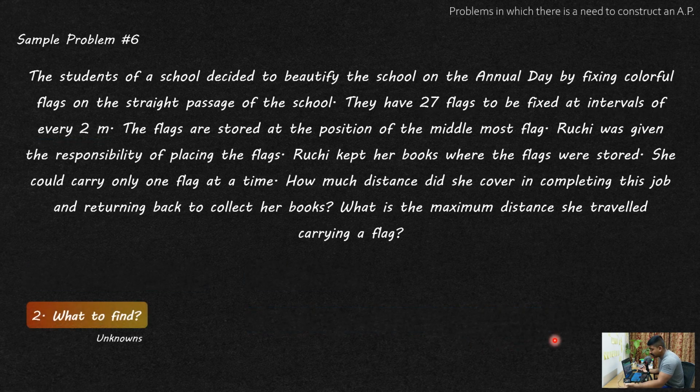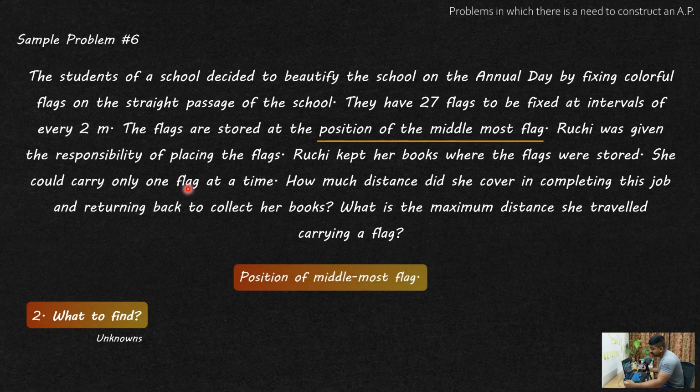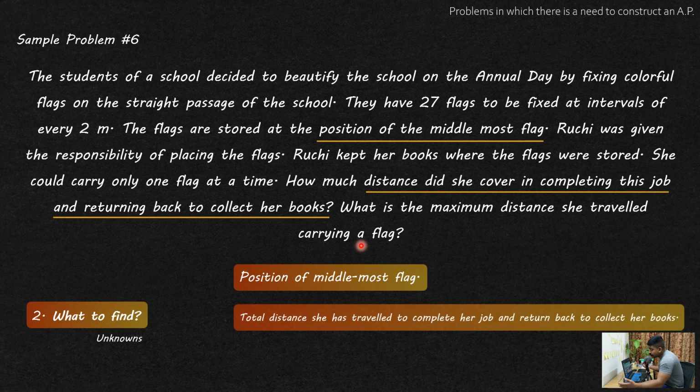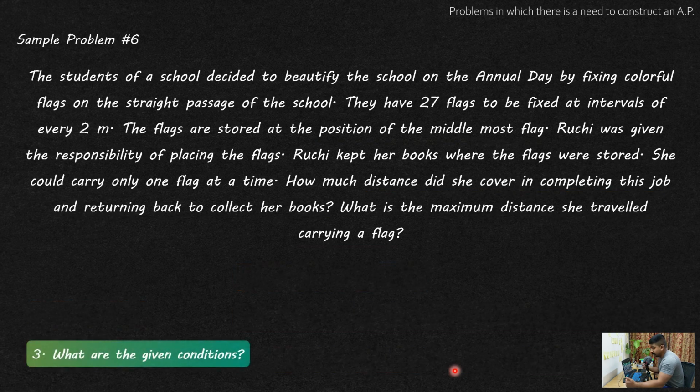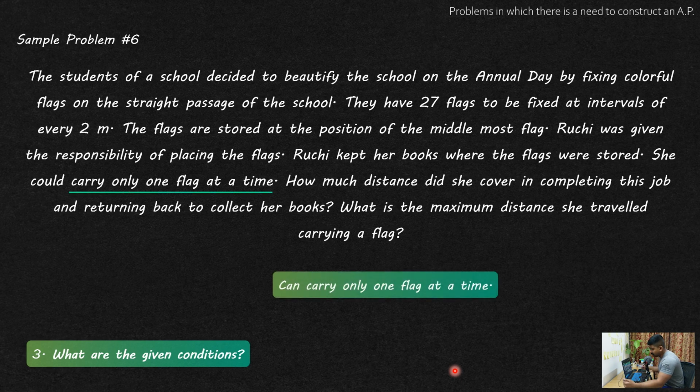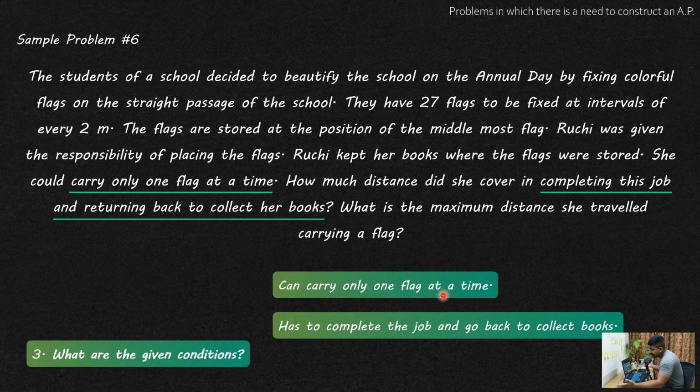What to find, or what are the unknowns? We do not know the position of the middlemost flag, the total distance she has traveled to complete her job and return back to collect her books, and then we have to find the maximum distance she has traveled while carrying a flag. What are the given conditions? She can carry only one flag at a time. She has to complete her job and go back to collect her books. Now let us start solving it together.